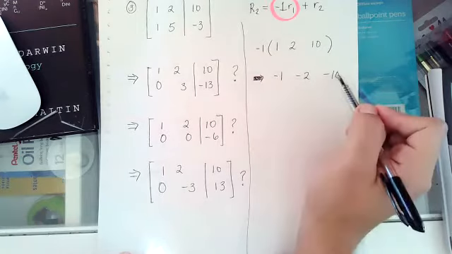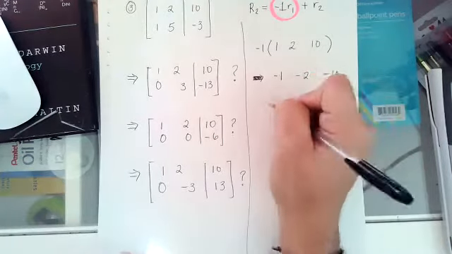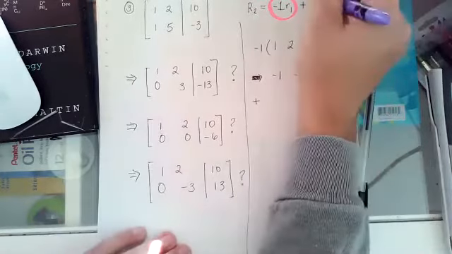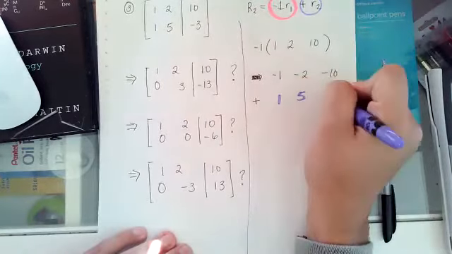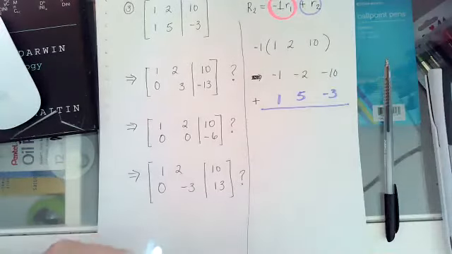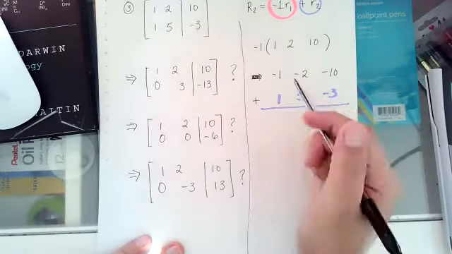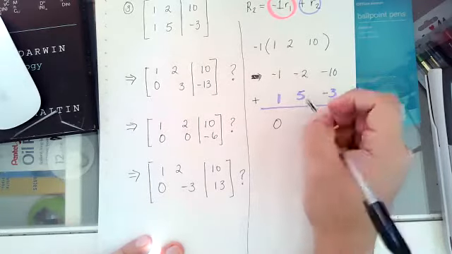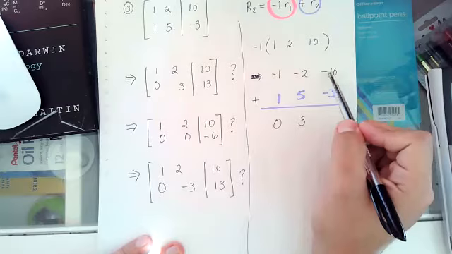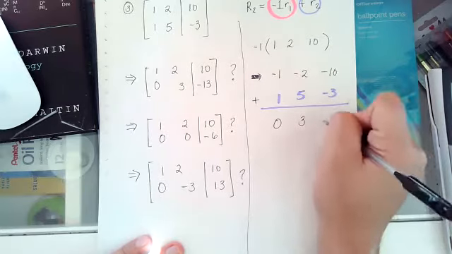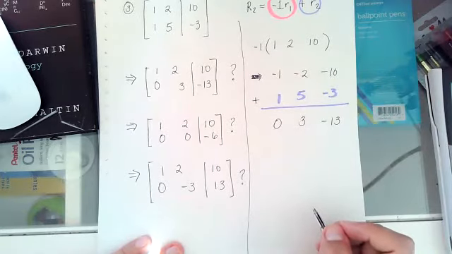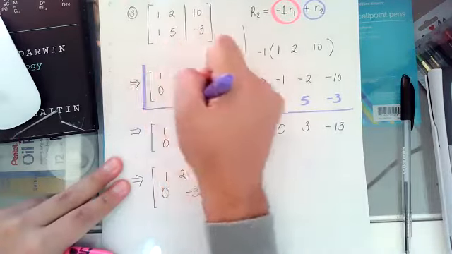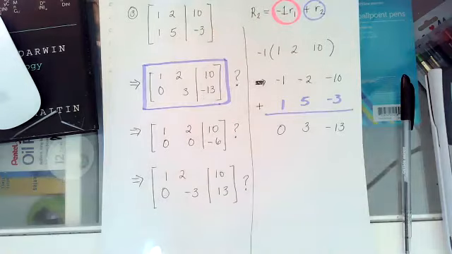But then we go ahead and finish up this operation. So I have these numbers, and I'm just going to add row 2. And those numbers for row 2 are just 1, 5, and -3. And this is just straight addition. So -1 and 1 should be 0. -2 and 5 should be like 5 minus 2 is 3. And then -10 and -3 should be -13 when you add those. So it looks like this should be the correct matrix there.